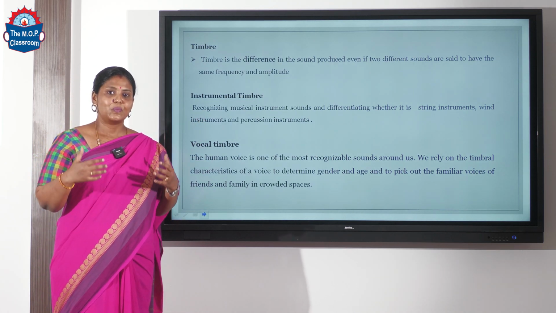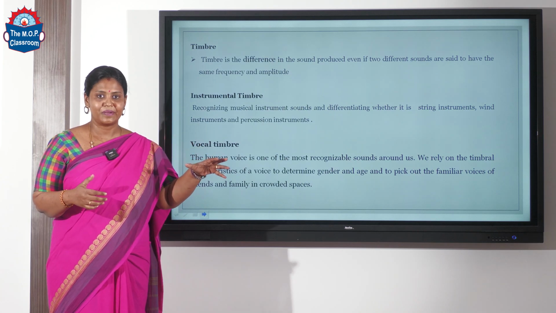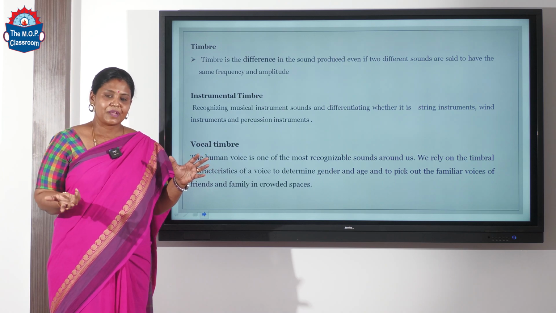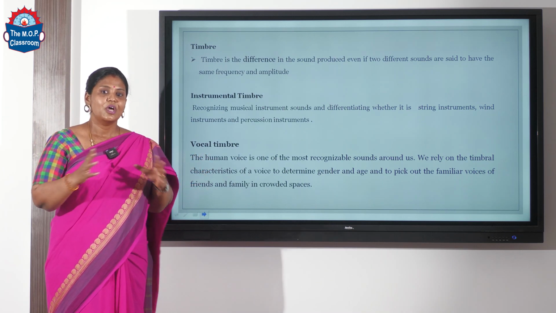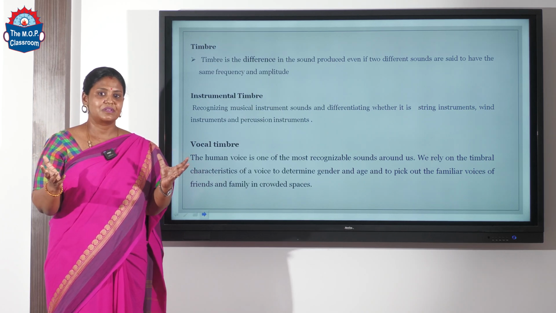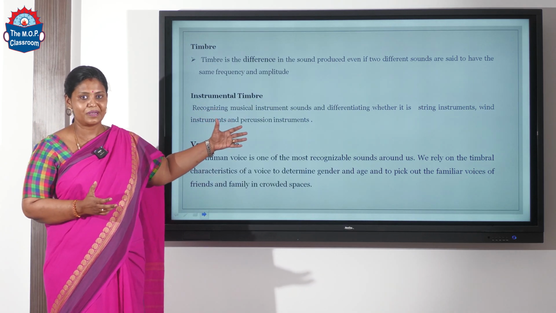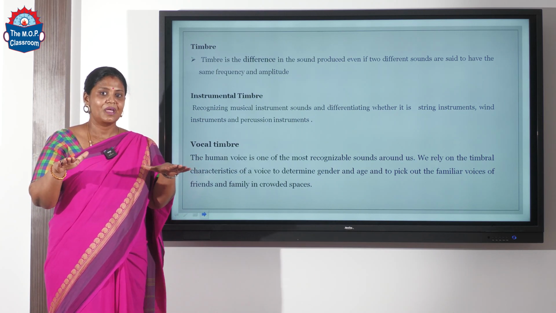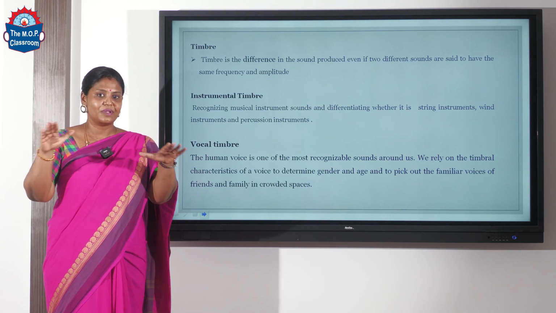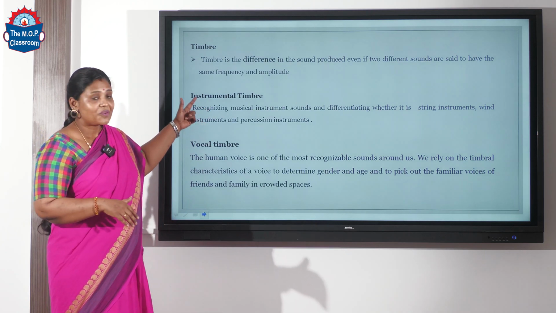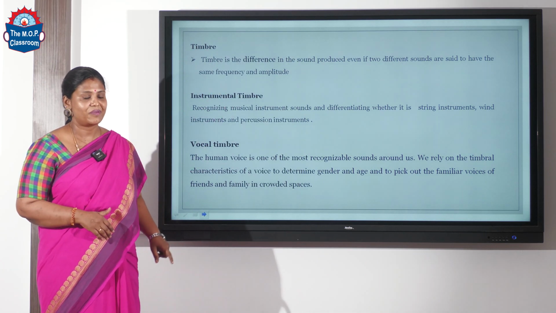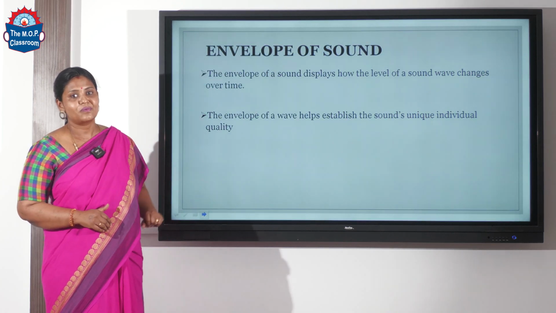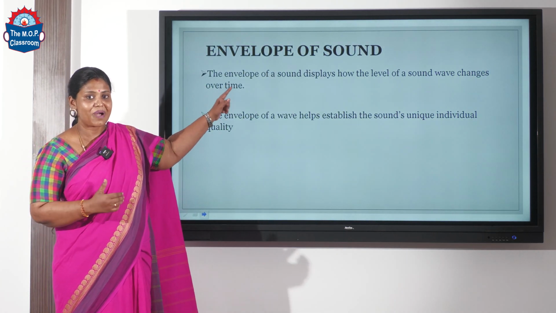Then we have the instrumental timbre. When we listen to music, we immediately identify whether it is a string instrument, a guitar or a violin, a tambura, a piano, a Casio, or drums. You identify in the music itself what the instrument is. That is referred to as instrumental timbre. The only difference is that frequency and amplitude will be the same, but you are able to identify the tonal quality of the sound. So this is one of the important properties of sound waves. Along with this, we also need to know about the envelope of sound. This is very important when it comes to mastering and mixing of sound.